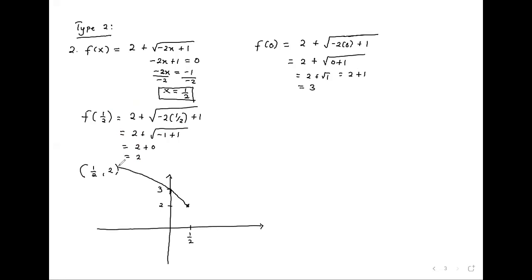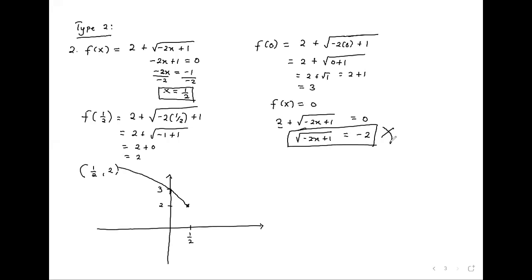In case you are confused, how do you confirm that there are no x-intercepts? To get the x-intercepts, you equate f of x to 0, meaning 2 plus the root of -2x plus 1 is equal to 0. Take this number to the other side. We have the root of -2x plus 1 is equal to -2. This has never happened. We don't have a positive root equal to a negative number. So this cannot happen. That's how we know.